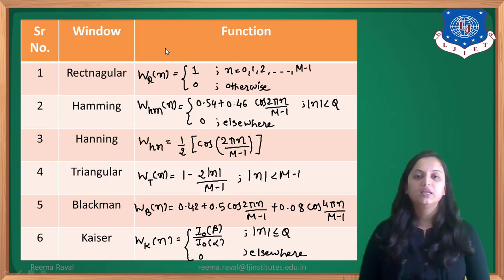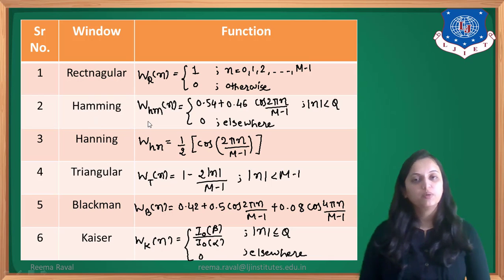Now, this is the table which indicates the functions for each windowing technique, using which the transfer function is obtained for FIR filters. For the first one, rectangular window, the windowing function is denoted as WR(n), which stands for rectangular window function. That equals 1 for n equals 0 to M minus 1, and equals 0 for other intervals.